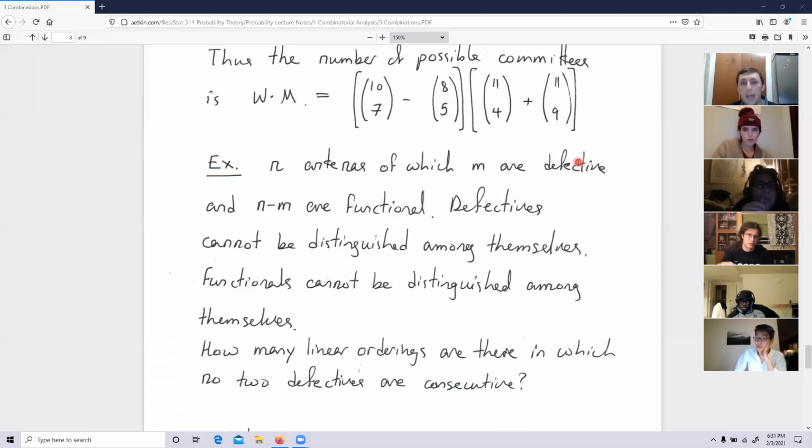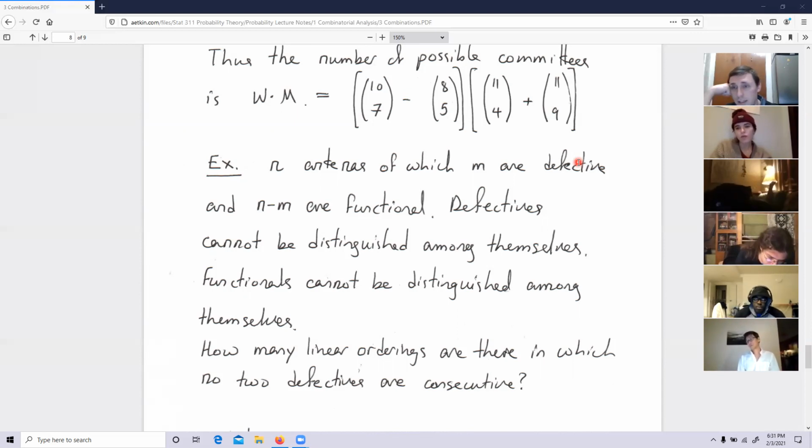We have n antennas, of which m are defective, and n minus m are functional. Defective antennas cannot stand next to each other. Functionals cannot be distinguished among themselves. And of course, defectives cannot be distinguished among themselves. How many orderings, how many linear orders are possible for this contraption to be working? You see, it works as long as no 2 defectives are next to each other.